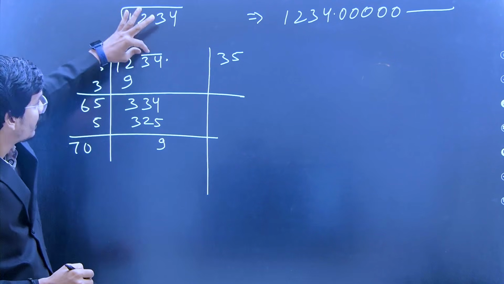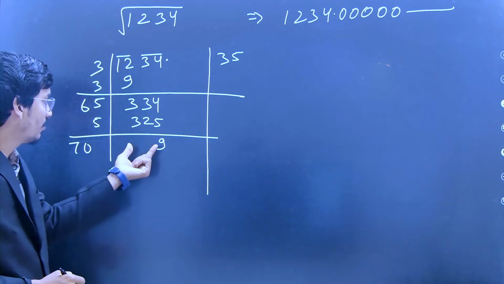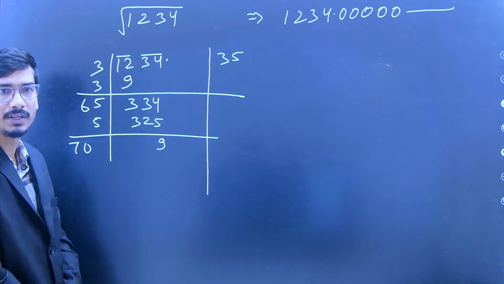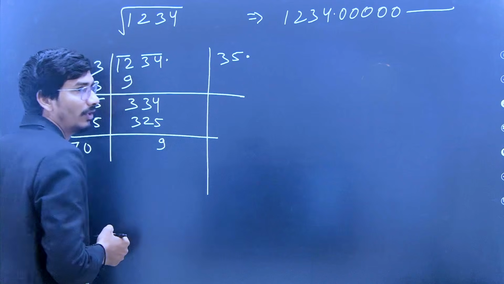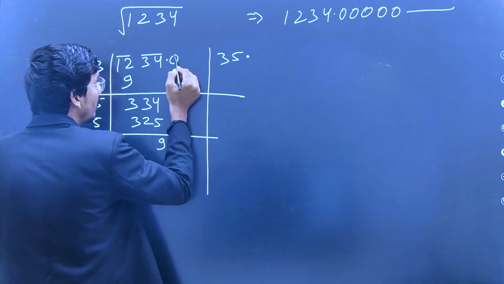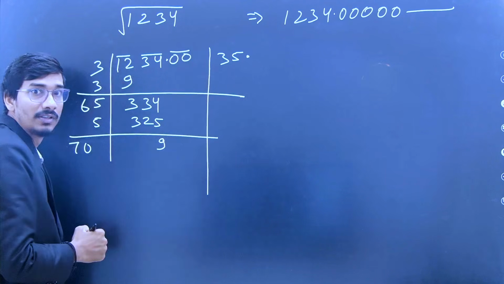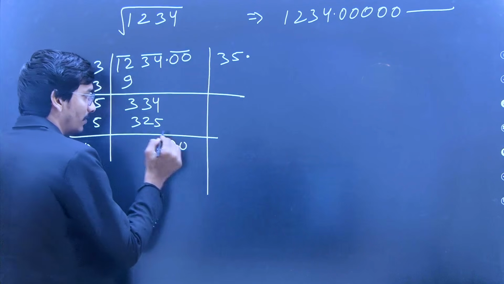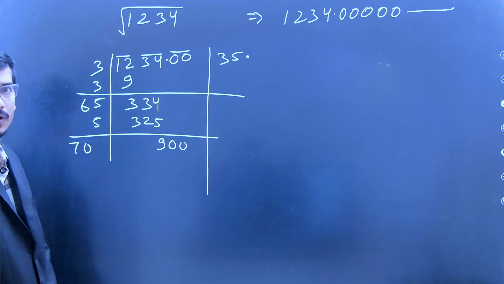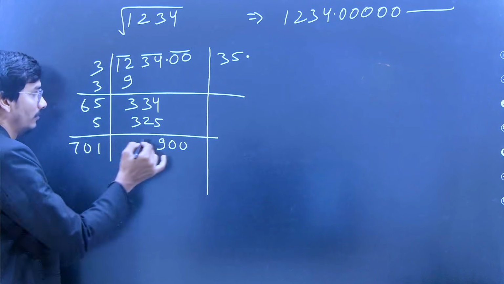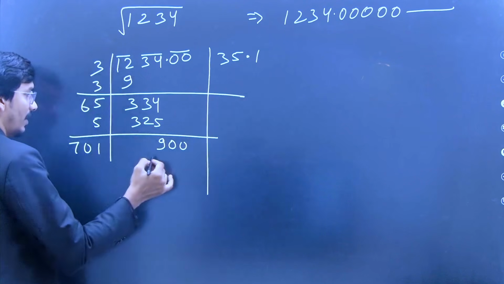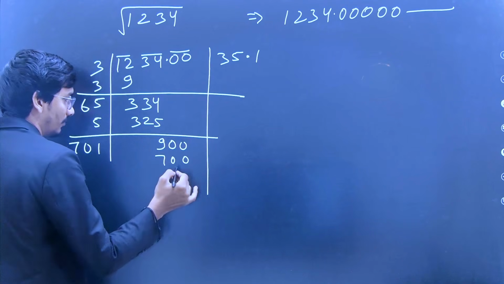Now after this, there are no more numbers, and the remainder is not coming 0. In that case, we put a decimal here. If we put the decimal, 00 will come down from this. Now by what number do we multiply? It's 1. So 701 times 1 is 701.